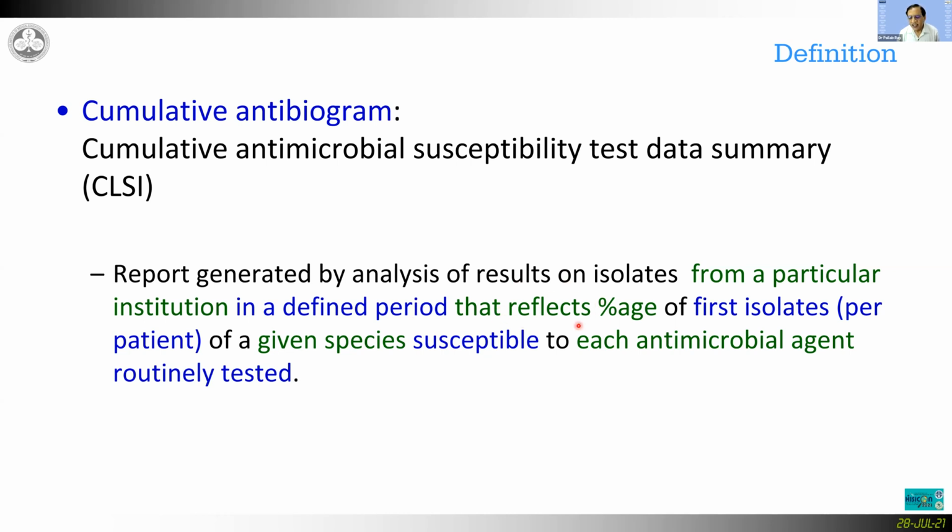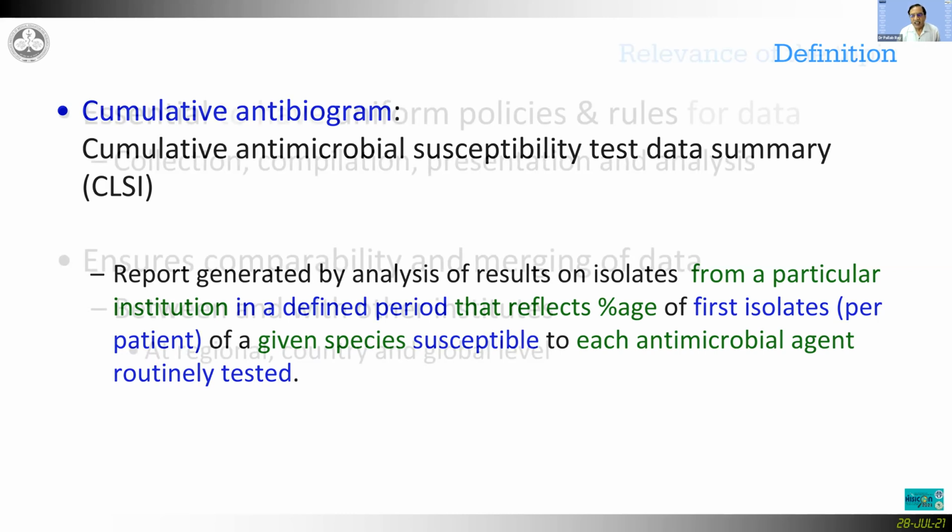So it should be presented in percentages, and percentages of first isolates per patient in that defined period. And it should be by given species. You cannot have antibiogram of Klebsiella species or Enterobacter species. You have to base it on the species identification, which is considered to be the basic point of reference for clinical bacteriology. Then the point is it should show susceptible data and not the resistance data to each antimicrobial agent, not every antimicrobial agent, each antimicrobial agent routinely tested.